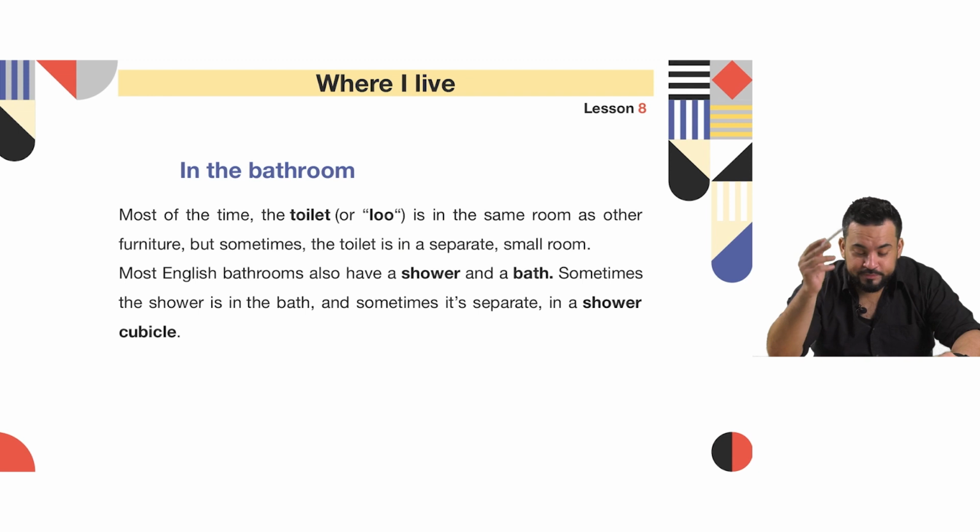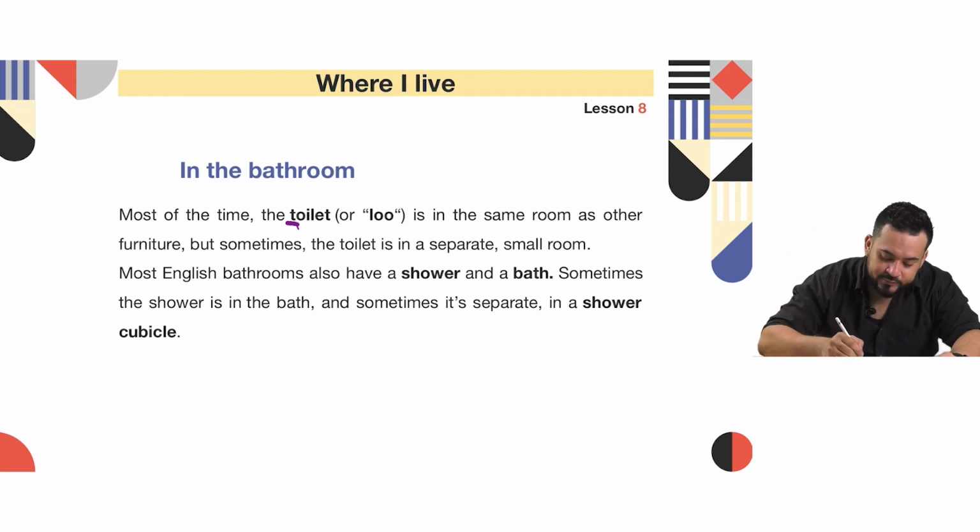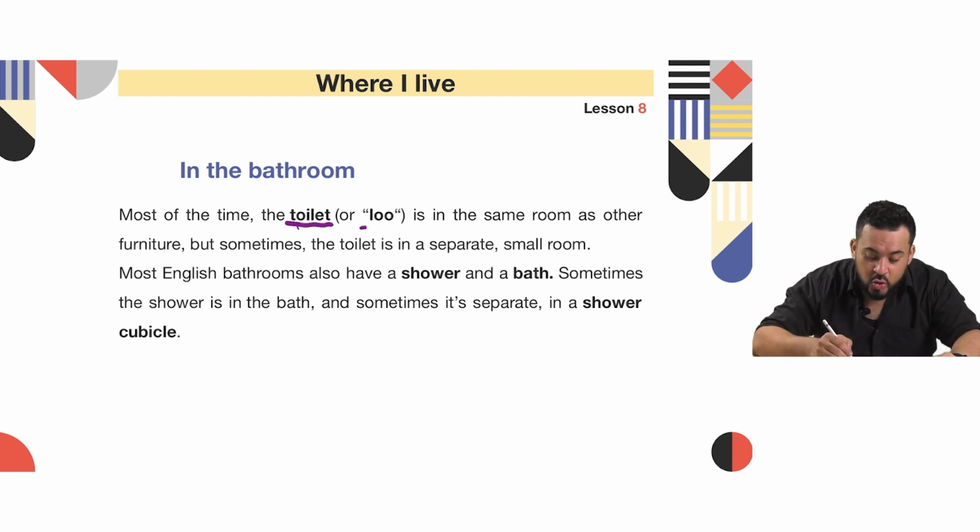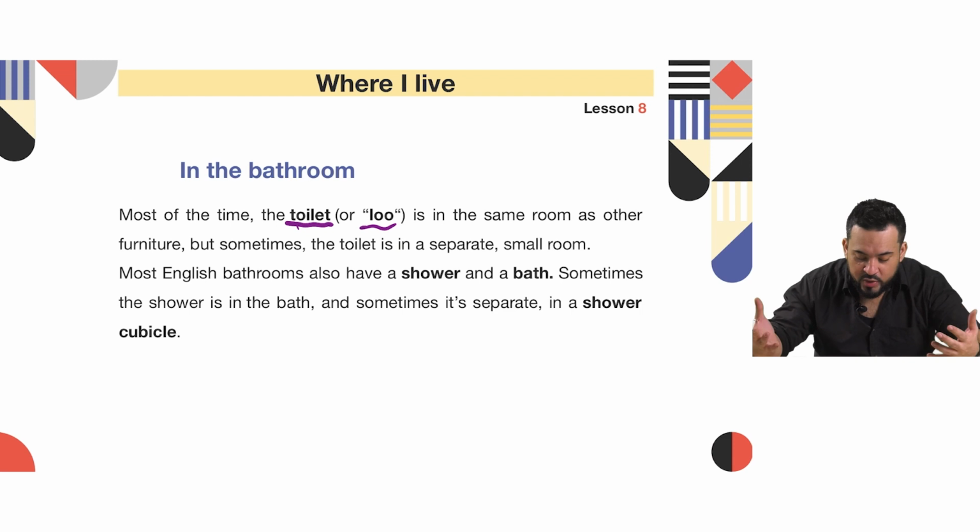Anyways, this is the lamp and this is the bedside table, a small table that goes next to the bed. In the bathroom, we have a toilet, or the loo, as they call it in Britain. It is where you do your business.